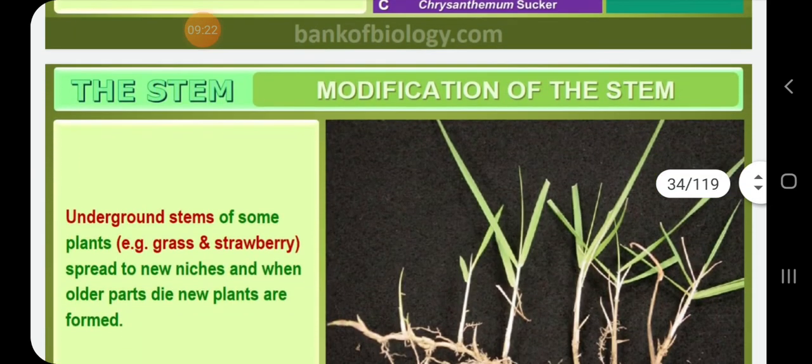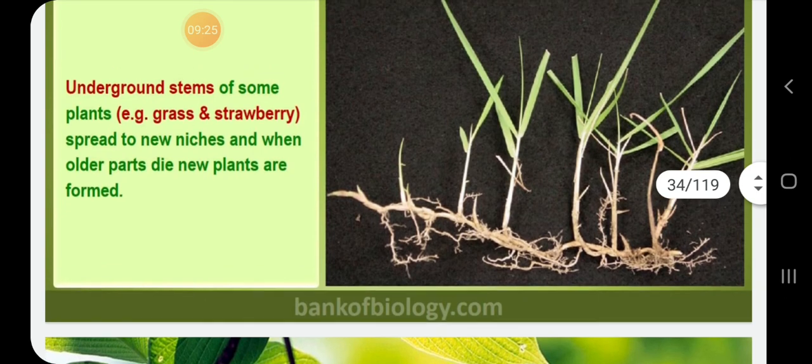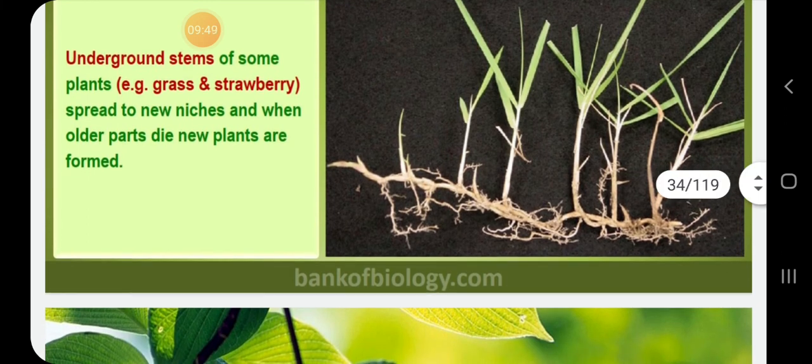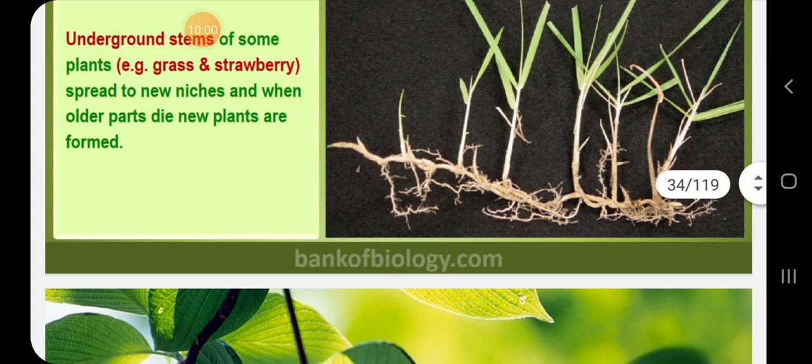Okay, now underground stem, for example grass, strawberry, spread to new niches, and when older parts die, the new plants are formed. That means the older part will keep on dying and the new parts will keep on growing, and this type of underground stem is found in some plants, for example grass. You can see this in your gardens also, school gardens, wherever the grass is growing, the old part of the grass will dry up and the new grass will grow. So this is all about stems.